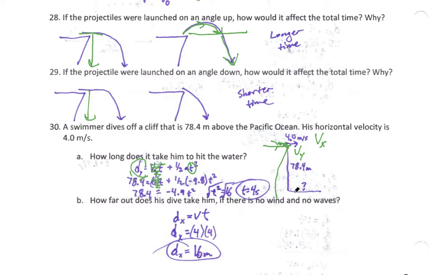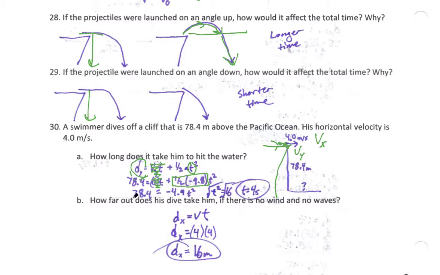78.4 meters high for our distance in the y direction. The 1/2 and the t squared are part of the formula. Negative 9.8 is coming from gravity, so from there, go ahead and solve. All right, so 78.4 equals negative 4.9 t squared for this part of my math.